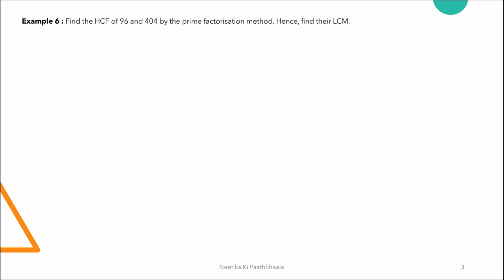Now this is example 6 of your NCERT books. So in this example, you have to find the HCF of 96 and 404 by the prime factorization method, and hence we have to find their LCM. So अब हम HCF कैसे find out करेंगे? So first of all, जो भी आपको दो numbers दिए हैं उन्हें आप नीचे लिख लीजिए and express them as the product of their prime numbers. Okay. So for that you have to find out the prime factors for them.